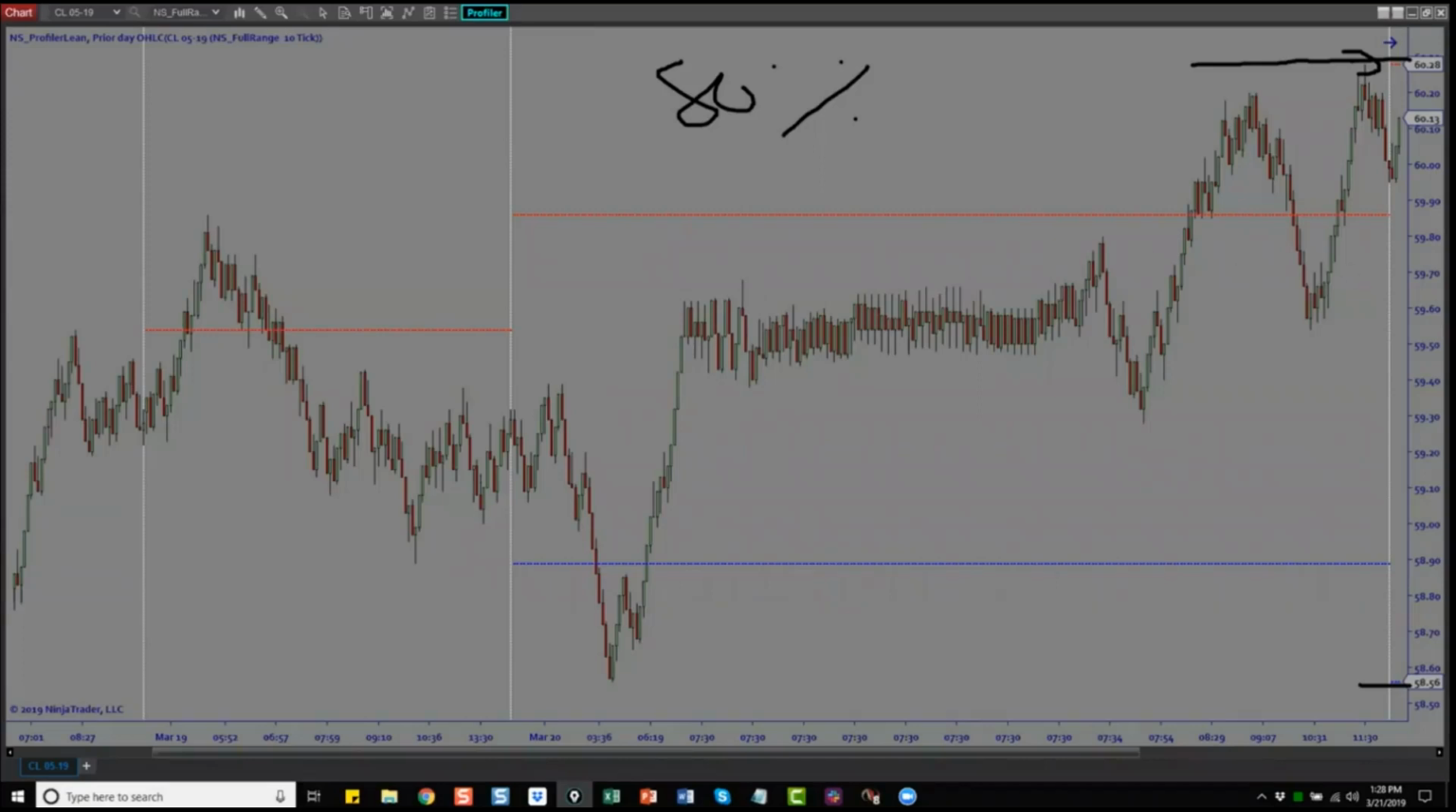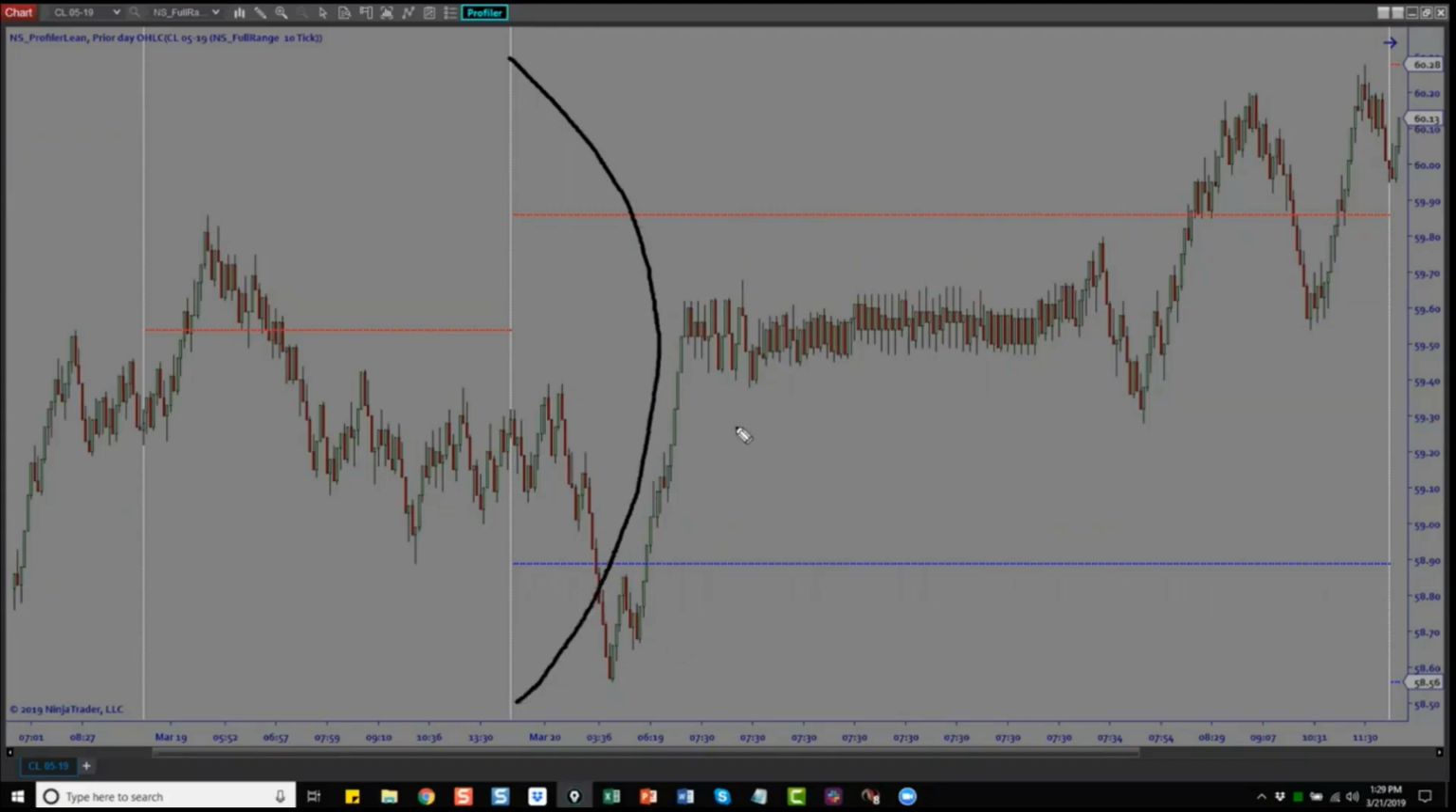Now let's kind of break this down and explain why. Because of the bell curve. The daily bell curve. That was yesterday's high. And that was yesterday's low.